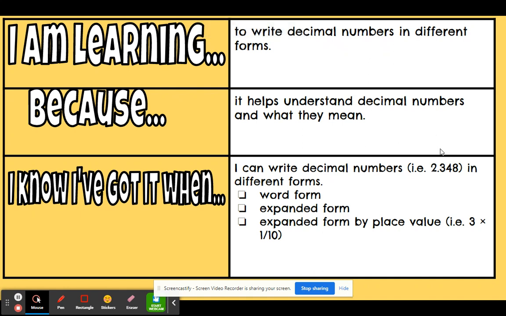And we're going to talk about writing decimals in different forms. And with that being said, we're just going to talk about word form. Word form is simply how to say a decimal using words. So we're going to convert word form into standard form, and we'll show you how to do standard form into word form.